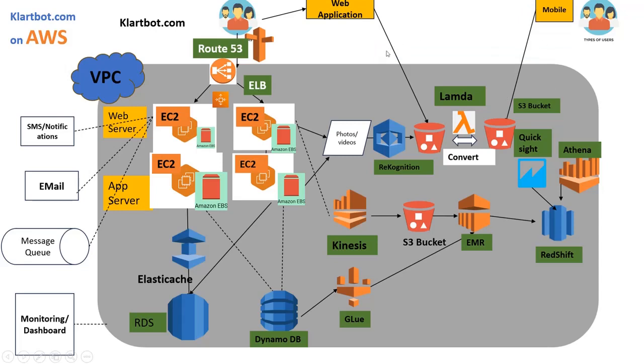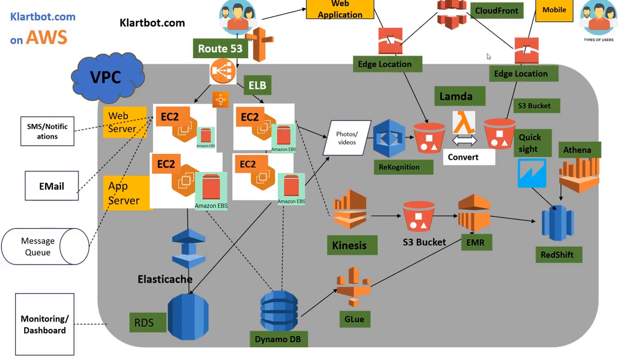Then for the content delivery network, to cache the data, to cache the viral data which we discussed earlier, to do the data caching at the network stage, we have the CloudFront service.